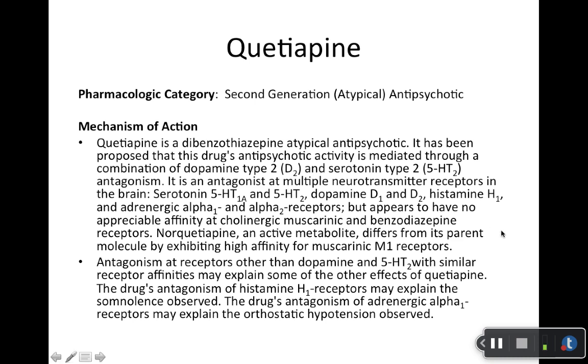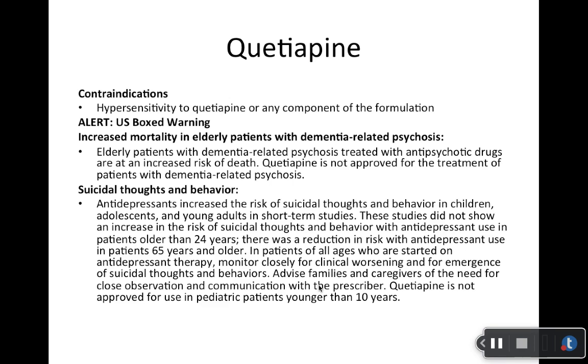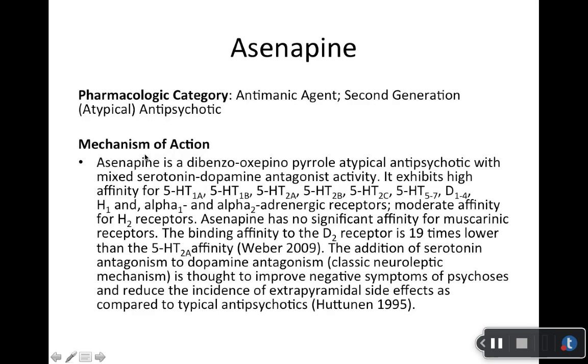Quetiapine, another atypical antipsychotic. Mechanism of action, another one that's hitting the serotonin and dopamine. This one can be used for bipolar disorder, major depressive disorder. Only the extended release tablet got that labeling for MDD. And then for schizophrenia, off-label uses there. Please read through those. The contraindications there, not too bad, just hypersensitivity. And then box warnings, you'll notice, because it has FDA approval for being an antidepressant, we have the increased risk of suicidal thoughts and behavior box warning, and increased risk of mortality in elderly patients.